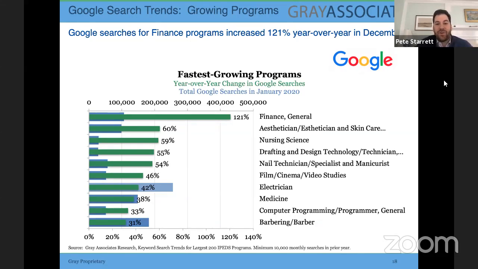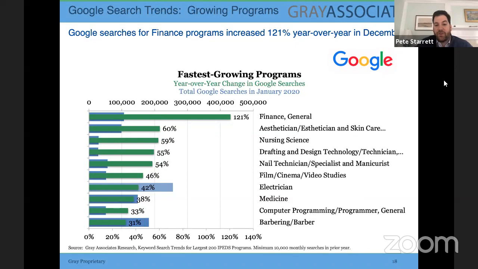But for example, in that first program, we see finance grew the most in January at 121%, which was also the program that grew the most and was over 100% in December's volumes as well. And then we see the blue bar behind it. It's roughly just over 100,000 searches we're pulling in for the keywords associated with finance in the month of January. So, that's obviously massive growth.